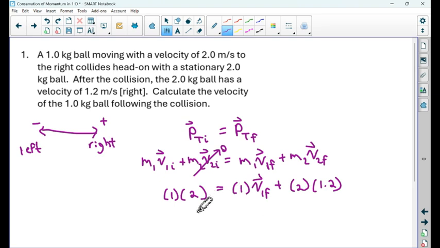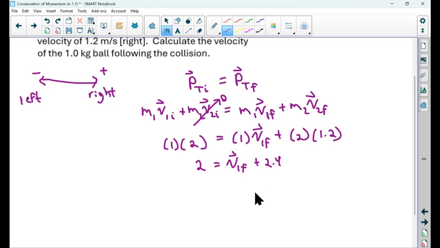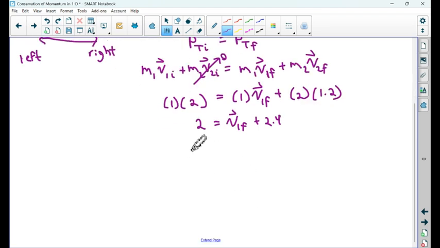Let's simplify this a little bit. 1 times 2 is 2. We've got V1F. 2 times 1.2 is going to be 2.4. And then we subtract 2.4 from both sides. We're going to end up with the final velocity of our ball number 1 is negative 0.4. Now, a negative tells me we're going to the left.